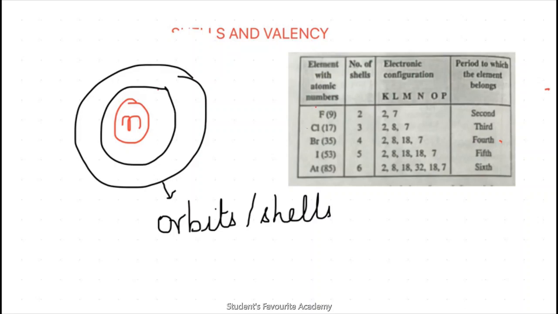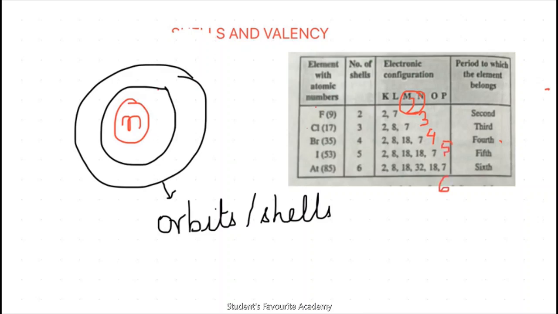Now what happens, children, as I move down the group, from top to bottom? If you see, this is my F, Cl, Br, I and astatine. If I am moving down the group, the number of shells tend to increase. Like here I am having 2, 7, this is 2, 8, 7, 2, 8, 18, 17. So how many shells are there, children? Here I have only 2. Here I am having 3. Here I am having 4, here 5, and here 6.